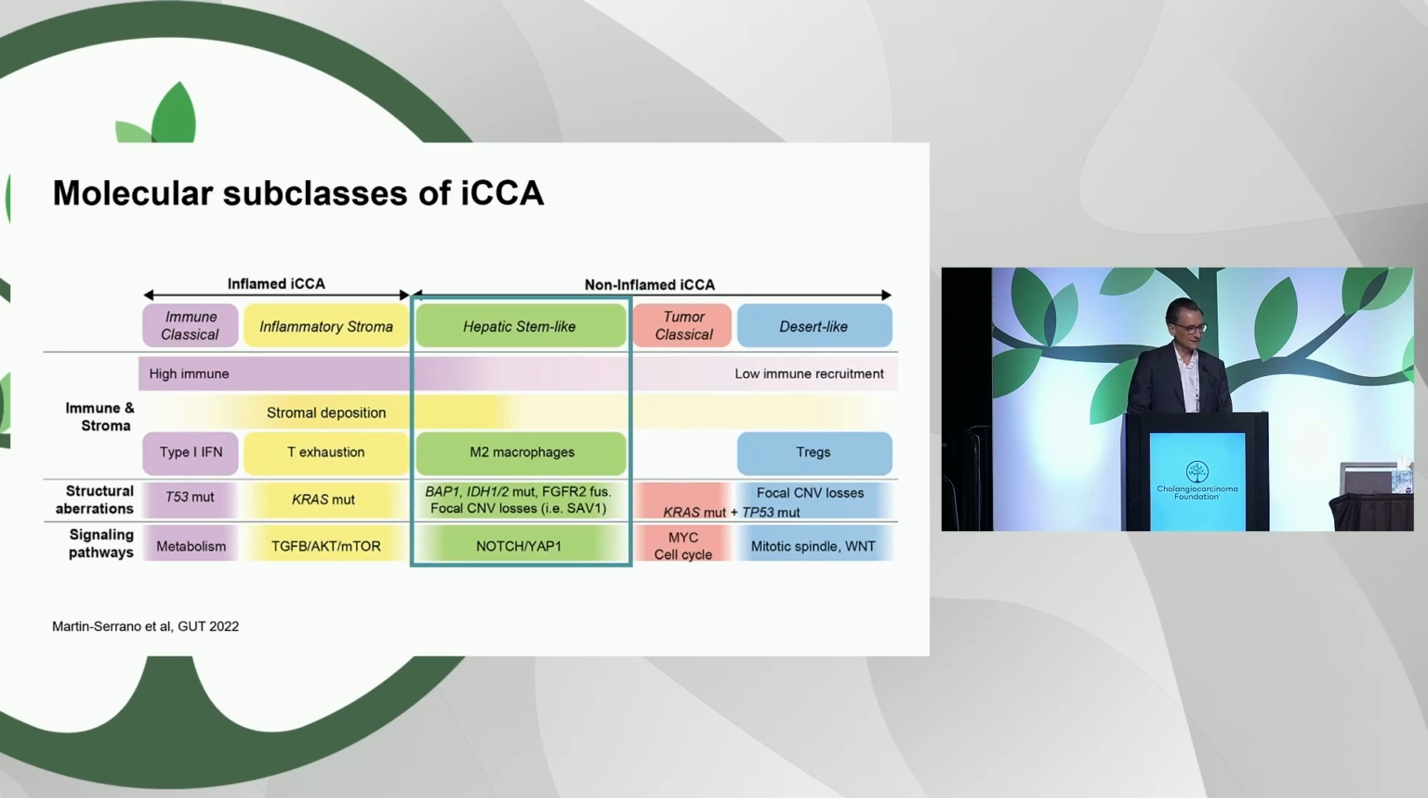When you now look at these subgroups in the non-inflamed groups, we have the hepatic stem-like group, which is also enriched in genetic alterations like IDH1 and FGFR2 fusions, and we see a strong signature for M2 macrophages. So the idea could be that the drivers do not only drive tumor development and proliferation, but also modify the tumor environment. And we have heard about some data earlier today.